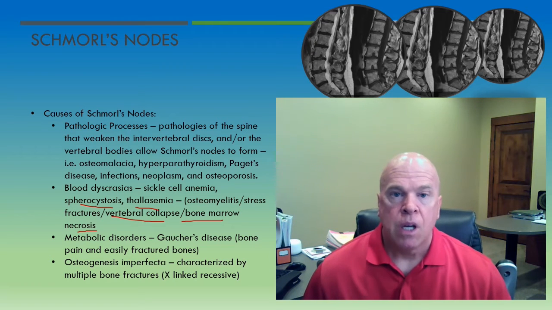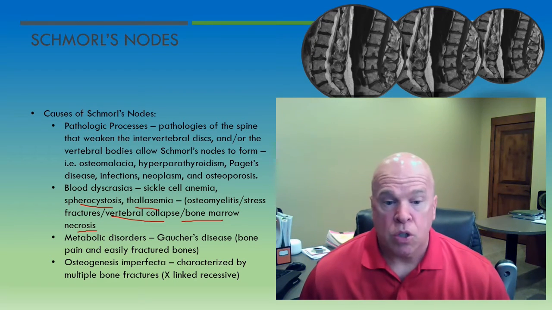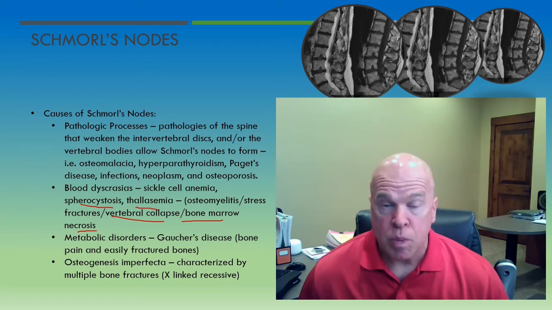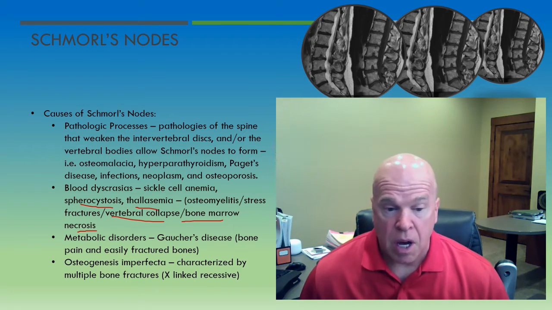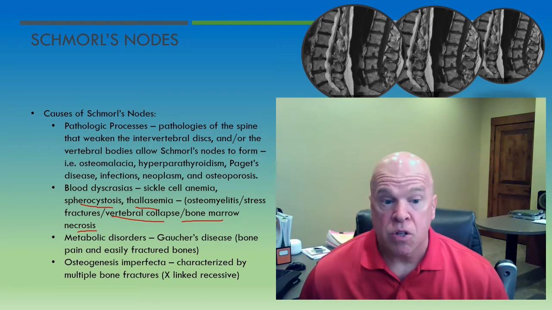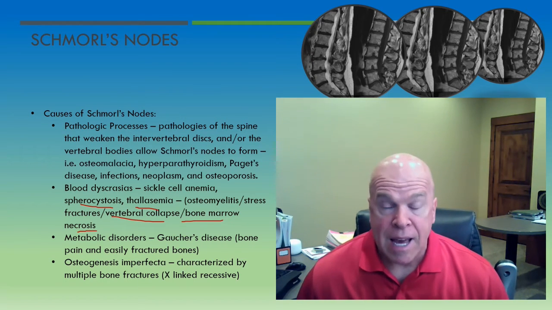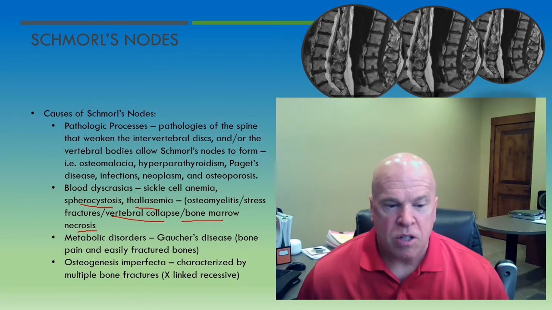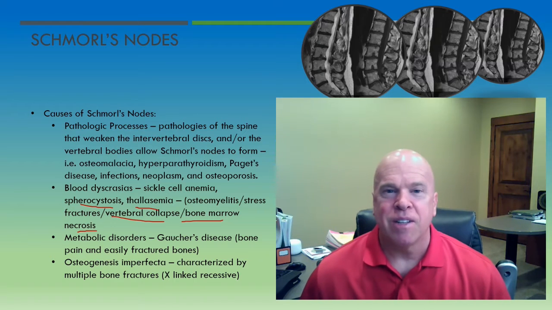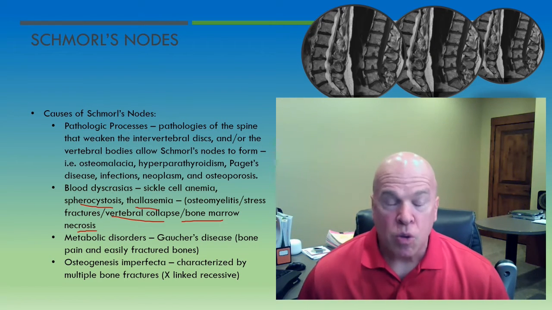Okay? One metabolic disorder known as Gaucher's disease has been associated with Schmorl's nodes because Gaucher's disease, which is an enzyme deficiency disease, leads to easily fractured bones. And to test for Gaucher's disease requires genetic testing because this is a genetically mediated enzyme deficiency disorder. Similarly, osteogenesis imperfecta, the imperfect development of bone, is also a genetic disorder.